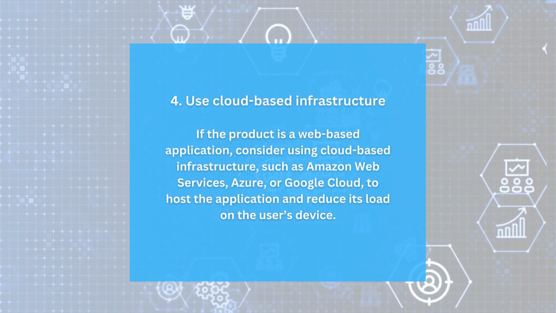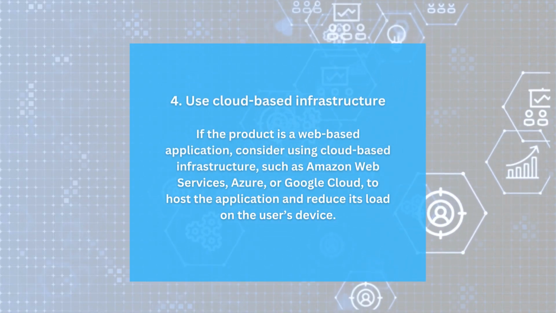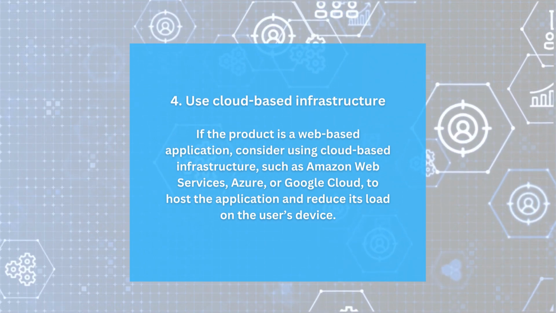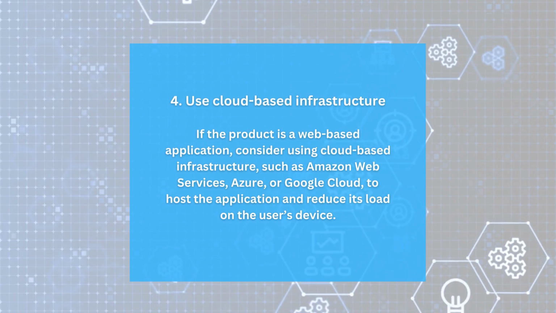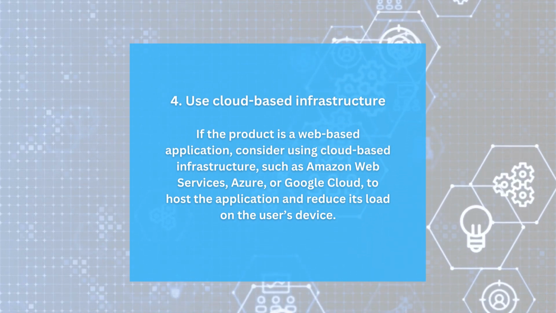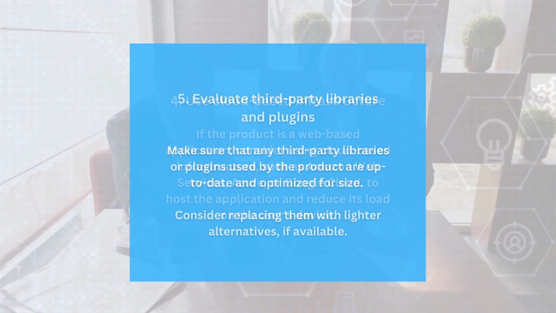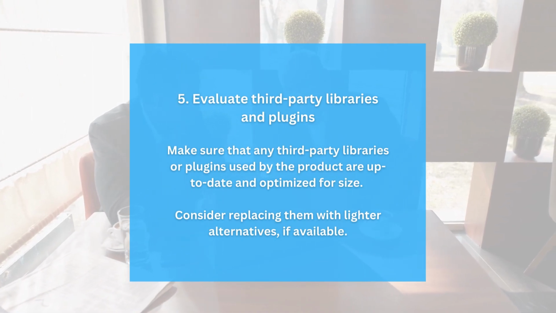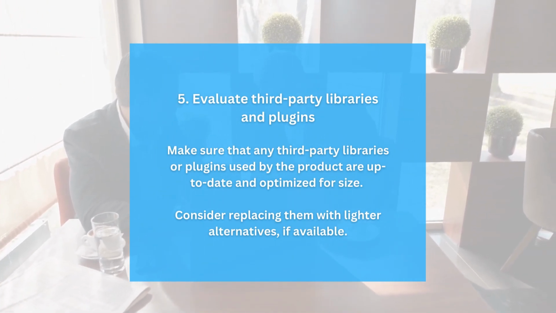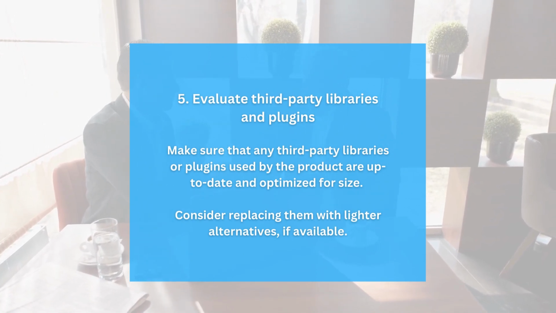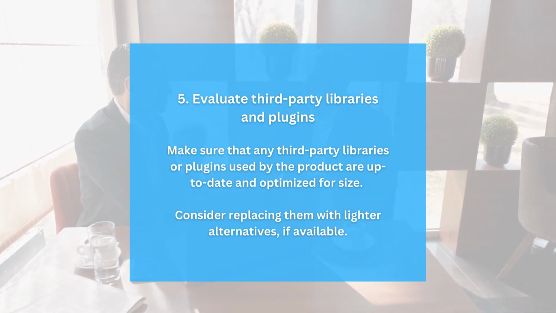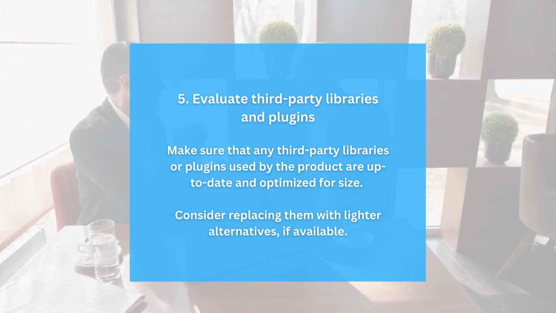4. Use cloud-based infrastructure. If the product is a web-based application, consider using cloud-based infrastructure, such as Amazon Web Services, Azure, or Google Cloud, to host the application and reduce its load on the user's device. 5. Evaluate third-party libraries and plugins. Make sure that any third-party libraries or plugins used by the product are up-to-date and optimized for size. Consider replacing them with lighter alternatives, if available.